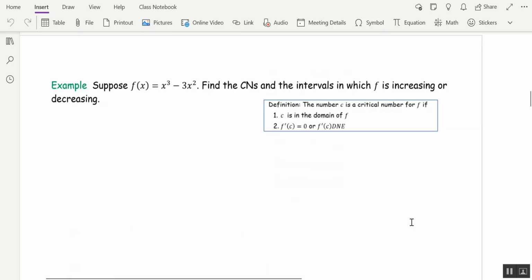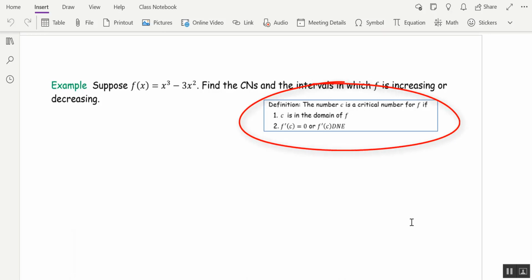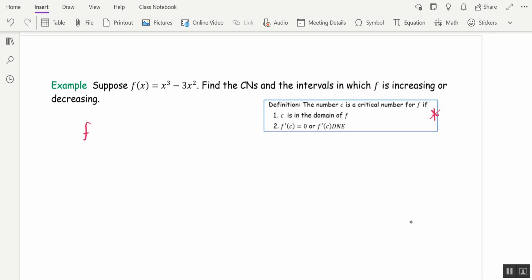All right, so here we've got a function. We want to find the critical numbers and make an f prime number line. And just to remind you, the definition of a critical number, it's a number that has to be in the domain, and it's a place where f prime is equal to 0 or it doesn't exist. So let's start by finding the domain. This is a polynomial, so the domain is all x. All right, now let's find f prime.